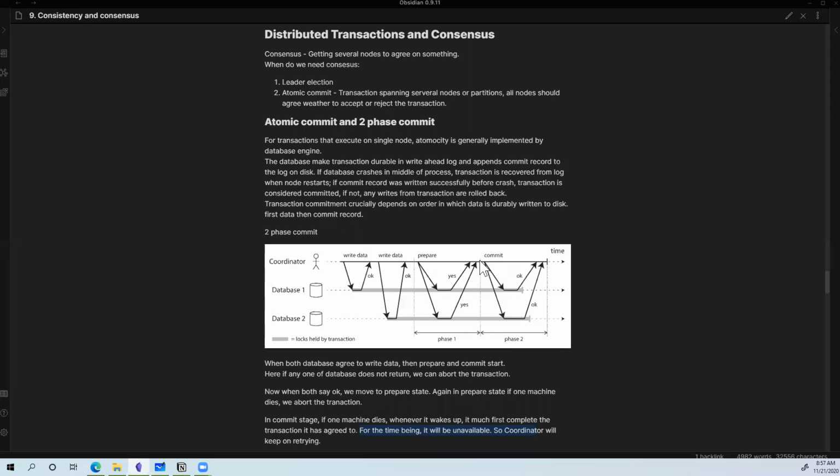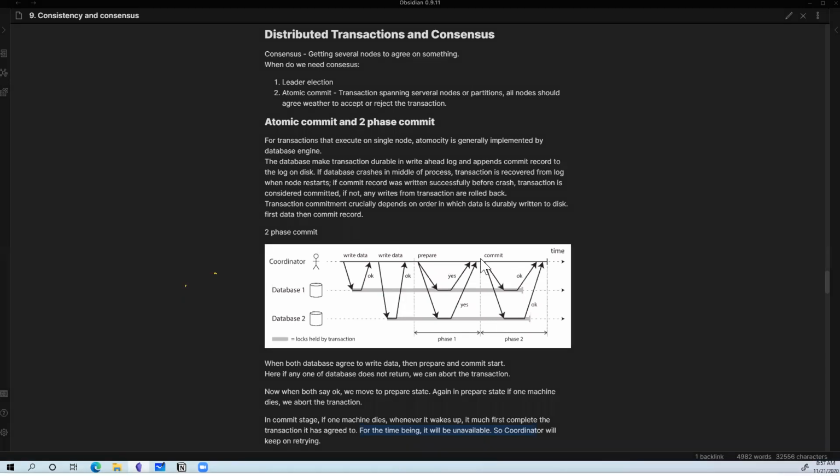So at this point, the coordinator will make a decision, and that decision it will store in permanent storage with itself, whether that request should be committed or aborted. And that decision will be sent to both the databases.